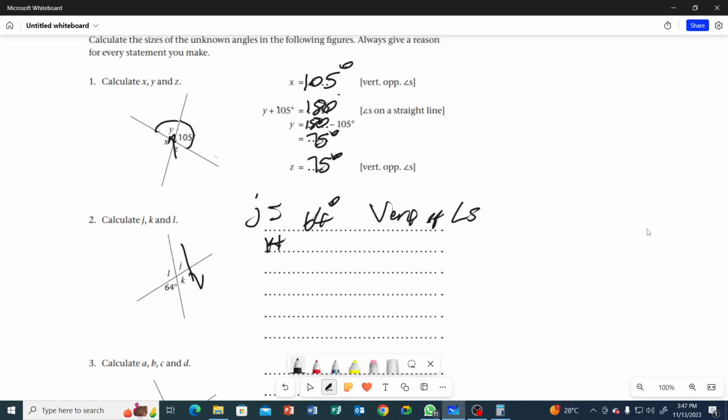Okay, yes. Now that is it. K plus 64 equals 180. Now what will be the size of K? 180 minus 64. That will give us K is equal to 116 degrees.